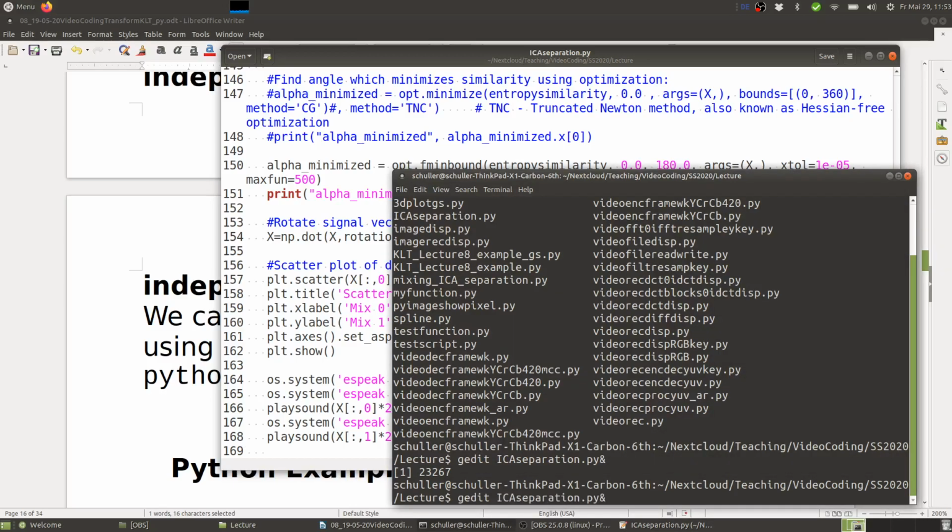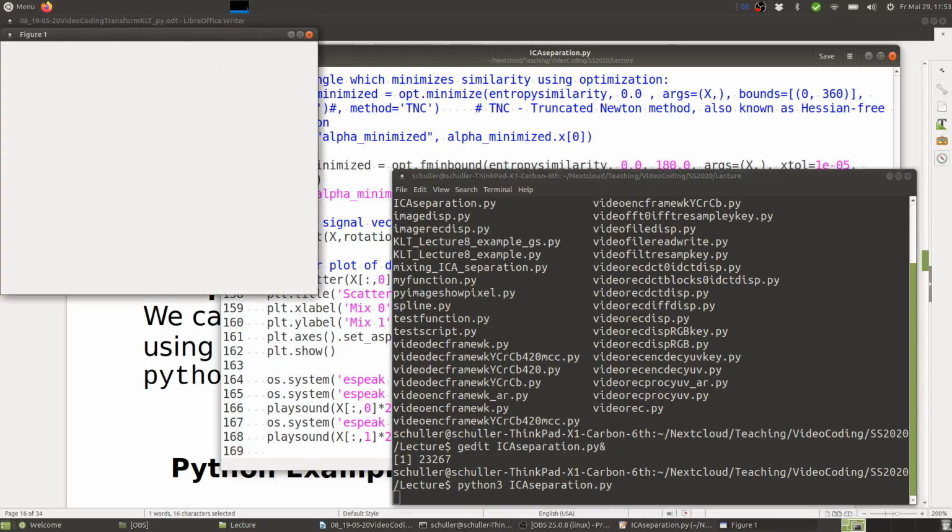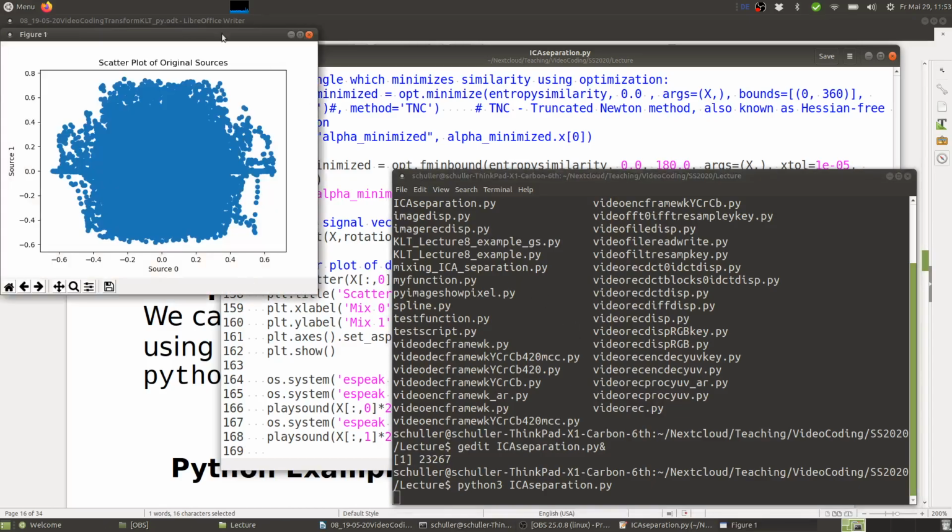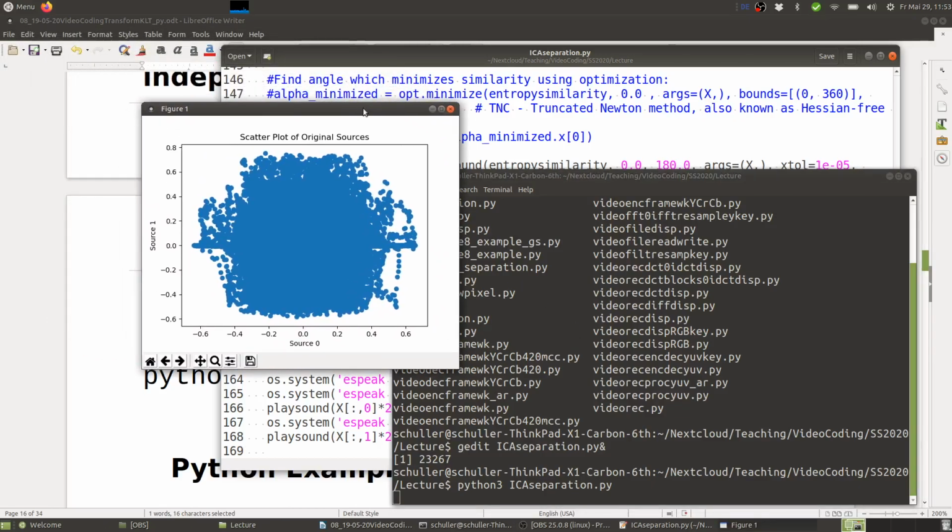So let me try it. So I'm taking Python 3. Yeah, so here is the original, which is not yet mixed. So this is how it looks when you have uncorrelated signals. So they are nicely aligned with the axis again, right? So this is before we mix it.